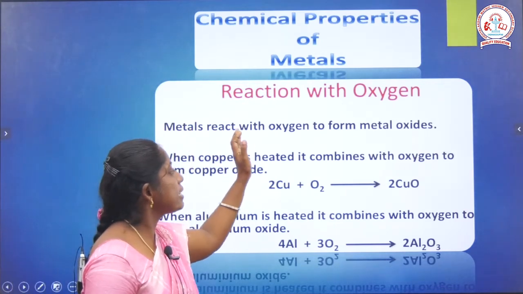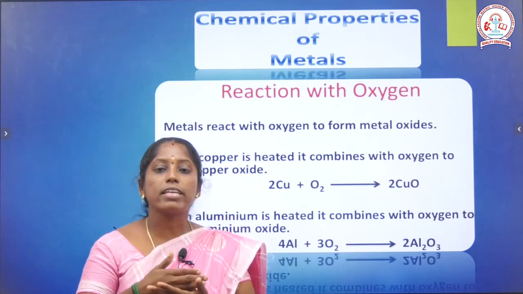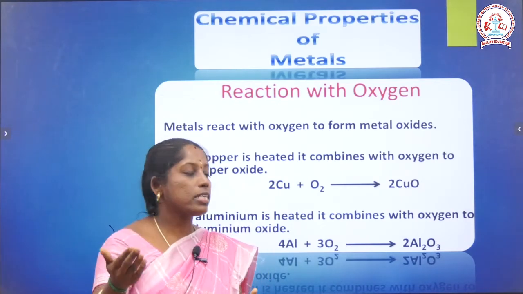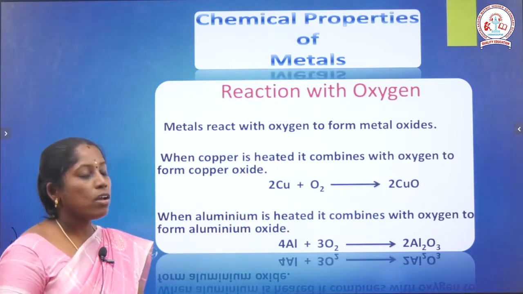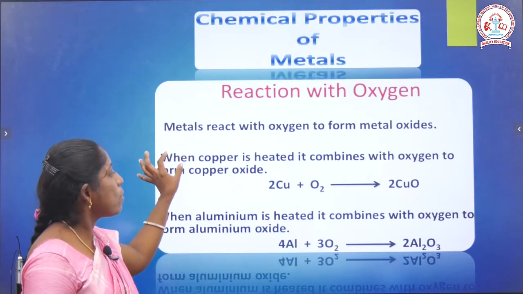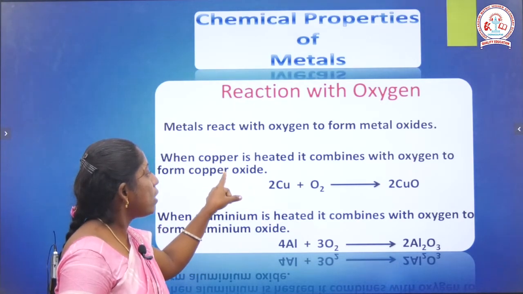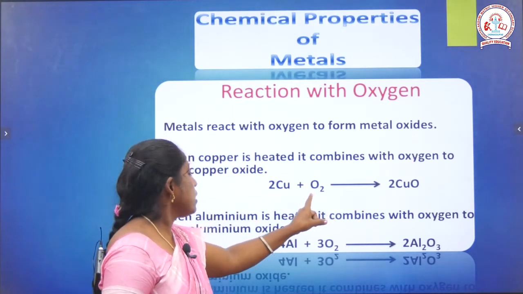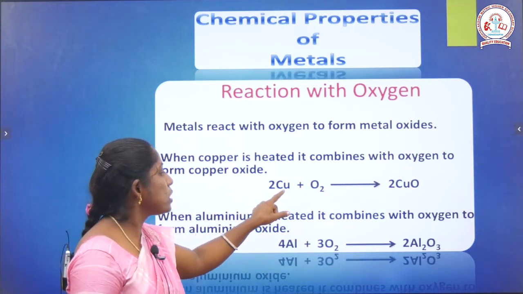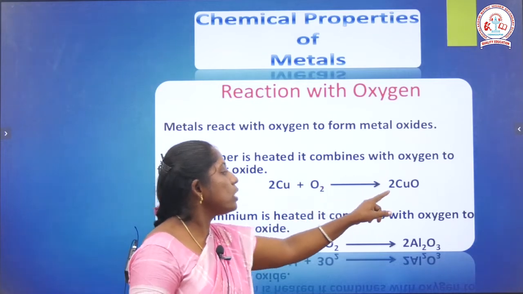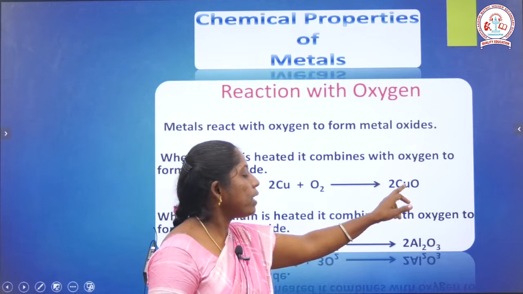Metals always react with oxygen to form metal oxides. Whenever a metal reacts with oxygen, it changes into metal oxide. Now we can take an example of two metals, copper and aluminium. First, copper. What is the formula for copper? Cu. Copper combined with oxygen changes into copper oxide. The equation is 2Cu plus O2 gives 2CuO. Copper reacts with oxygen to give copper oxide.